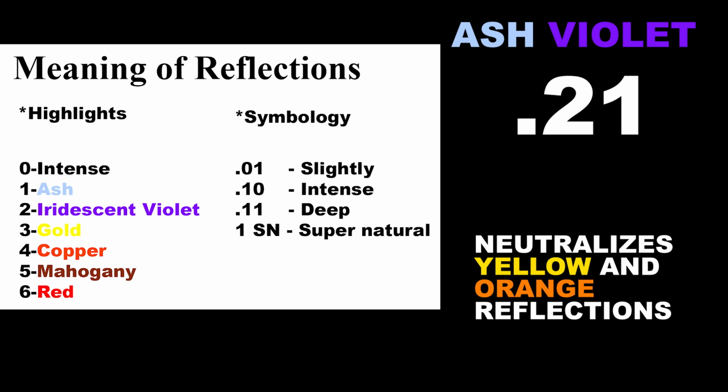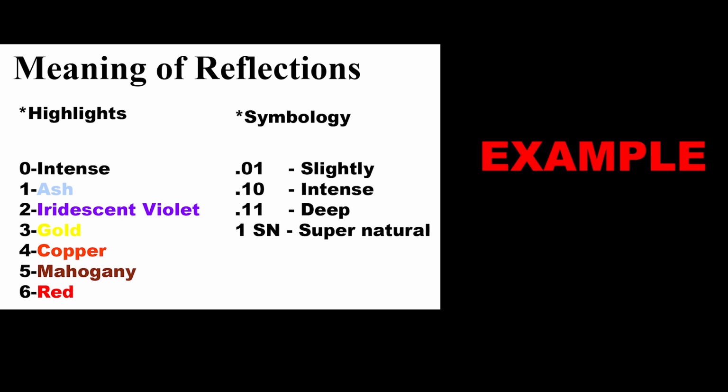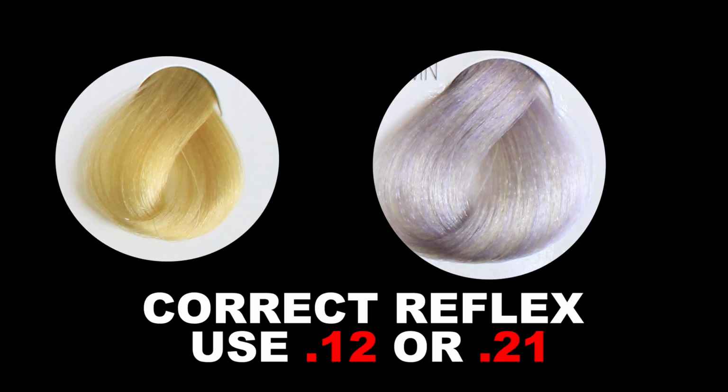This will help us neutralize yellow reflections, and we already know it also neutralizes orange reflections. This reflection is ideal for eliminating warm reflections and thus giving the most natural look possible to the coloration. For example, if you have a level 10 bleach with a bit of yellow reflection and you want it to be a slightly silver blonde, this is the reflection you should use.